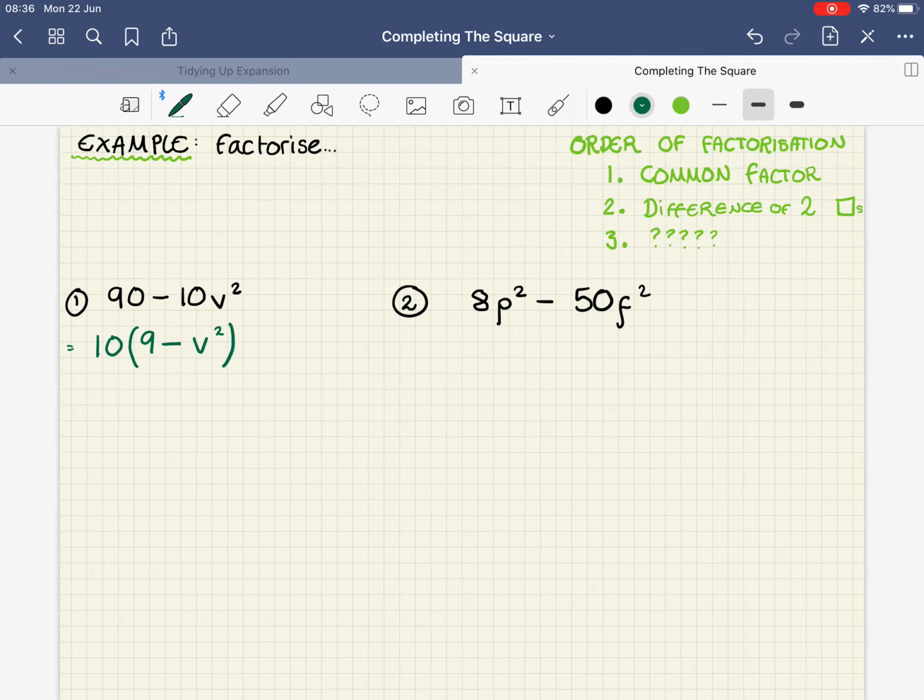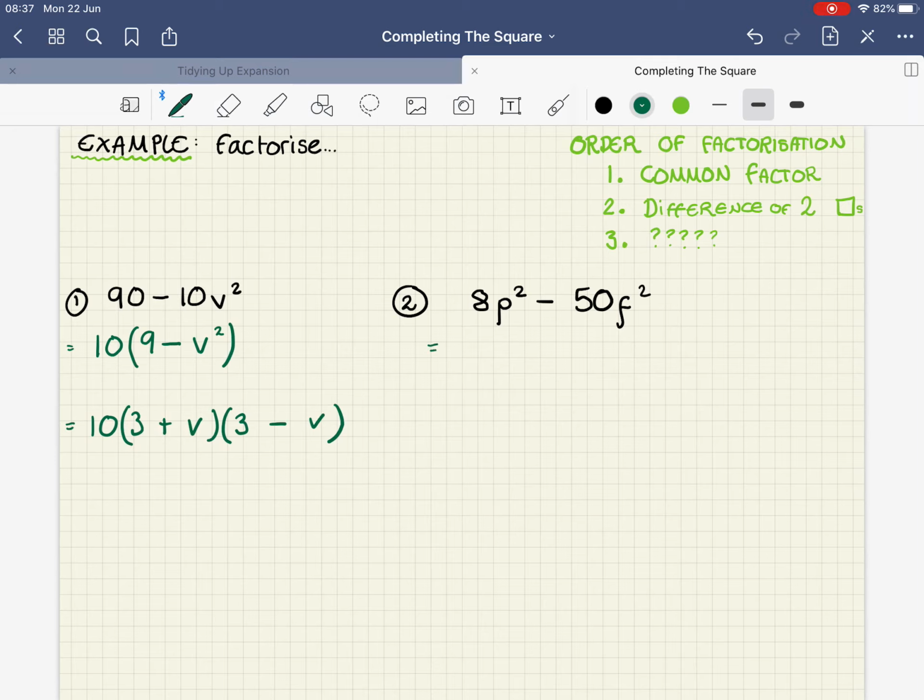And then what you must always do is then check to see if any of the remaining factorization is possible, or even check to see if you can common factorize it again if you've missed something out. So I'm looking at that and I go, right, that 9, I can square root 9. I can square root v squared, and there's a minus sign. That means I've got my difference of two squares. So it's going to separate out into two brackets like so. Square root of 9 is 3. Square root of v squared is v. Then I'll have a plus and a minus. And that's my answer done.